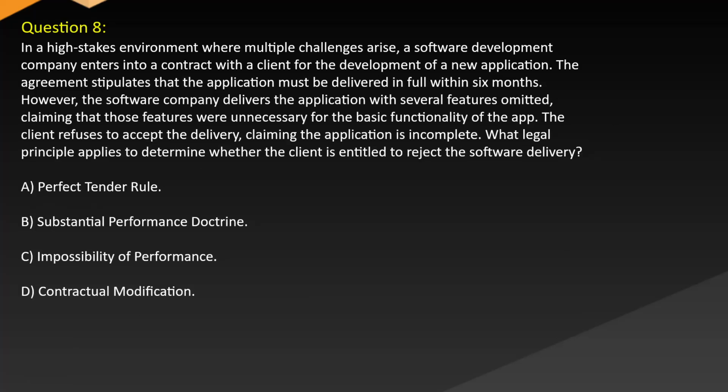Question 8. In a high-stakes environment where multiple challenges arise, a software development company enters into a contract with a client for the development of a new application. The agreement stipulates that the application must be delivered in full within 6 months. However, the software company delivers the application with several features omitted, claiming that those features were unnecessary for the basic functionality of the app. The client refuses to accept delivery, claiming the application is incomplete. What legal principle applies to determine whether the client is entitled to reject the software delivery? A. Perfect tender rule. B. Substantial performance doctrine. C. Impossibility of performance. D. Contractual modification.